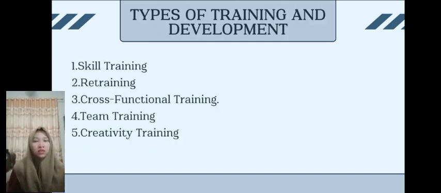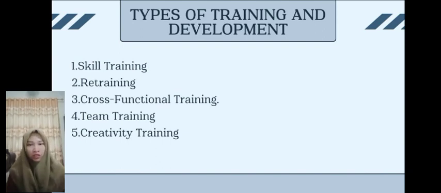And in next slide, type of training and development. First is skills training. Skills training is training that is often encountered in organization. The training program is relatively simple. Needs or deficiencies are identified through careful assessment. The criteria for assessing training effectiveness are also based on the target identified in the assess stage.